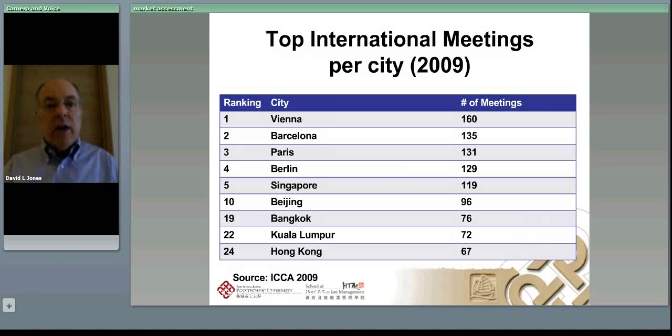Again, international meetings per city in 2009, you see Vienna coming out on top. Barcelona. Again, Vienna, a small country, Austria. Basically, any meeting they have is going to be an international meeting. In Singapore, you see number 5. Hong Kong all the way down at number 24, but that's still rather impressive for a small place like us here in Hong Kong.